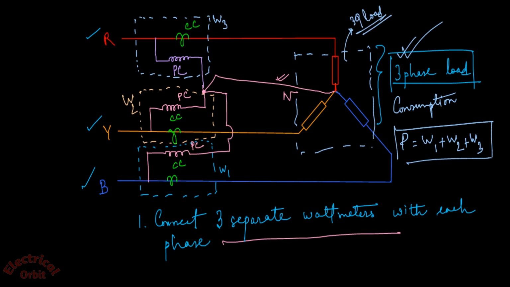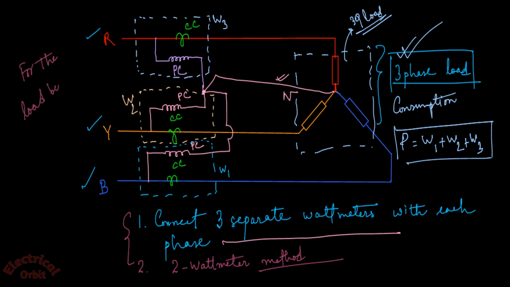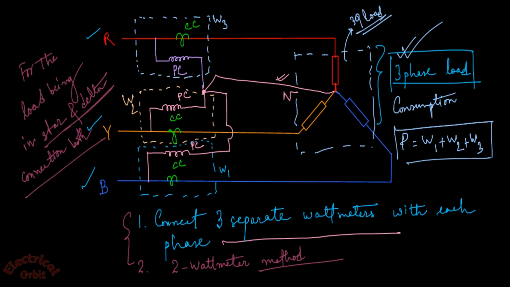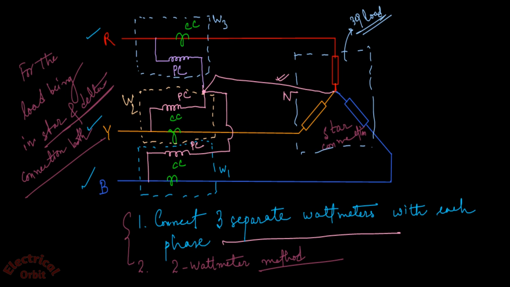Now secondly, there comes another method called the two wattmeter method. Before going into the two wattmeter method, one thing I have to mention here: this method is applicable for loads in both star and delta connection. This is the star connection, where the loads are connected in star formation, and delta connection means when the loads are connected in delta format like this. So this method of measuring power consumption is applicable for both star and delta connections.